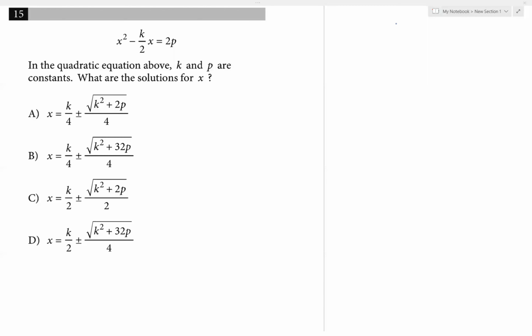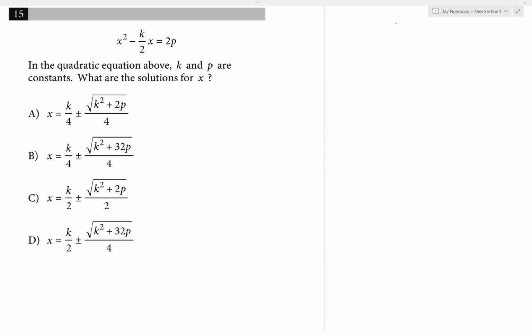Number 15. We have x squared minus k over 2x equal to 2p. In the quadratic equation above, k and p are constants. What are the solutions for x? Okay, so we're trying to solve for x using this quadratic equation.